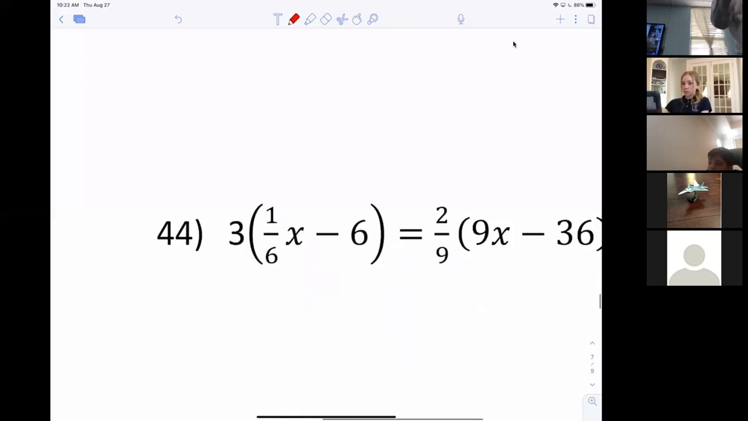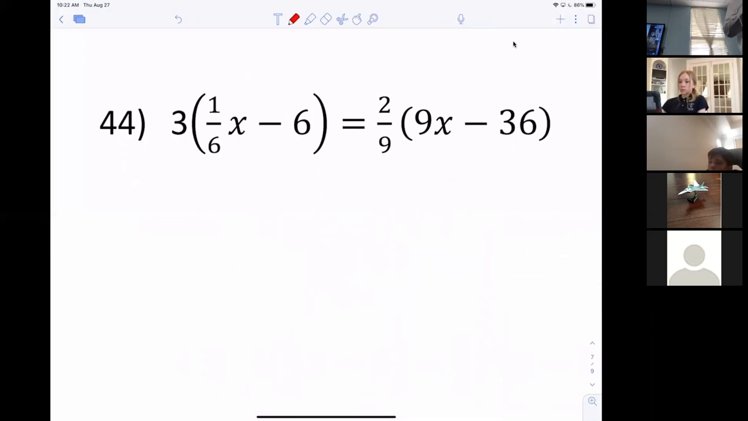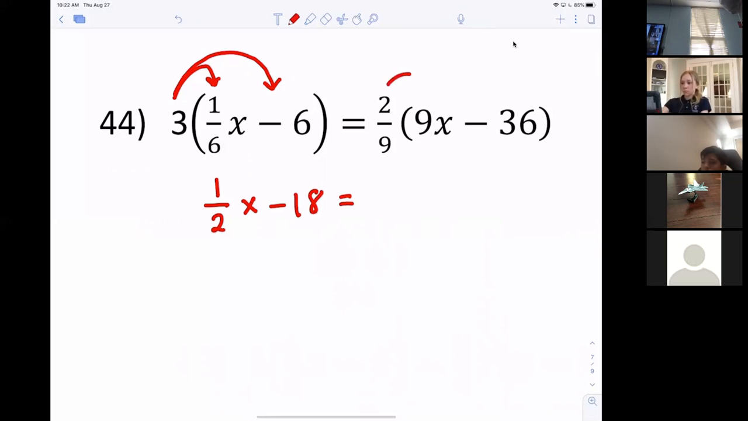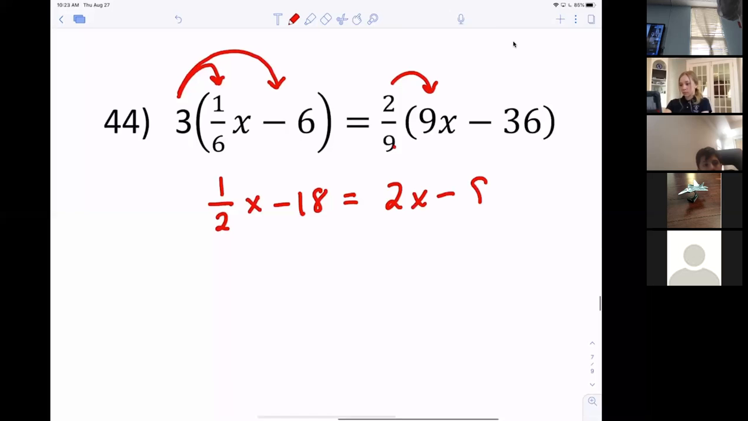Let's look at the next one now. Uh-oh, a bunch of ugly fractions here. So let's see what we can do. So, come on now. 3 times 1/6. What is 3 times 1/6? 1/2. 1/2 x. Then I distribute the 3 to the negative 6. What is that? Negative 18 equals. Now I'm distributing the 2/9. Now try to remember what I said. It's better to divide first. What is 9 divided by 9? 1 times 2, 2. So this would be a 2x minus, what's 36 divided by 9? 4 times 2, 8.